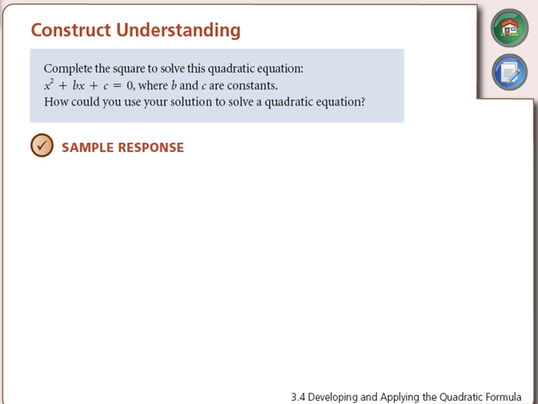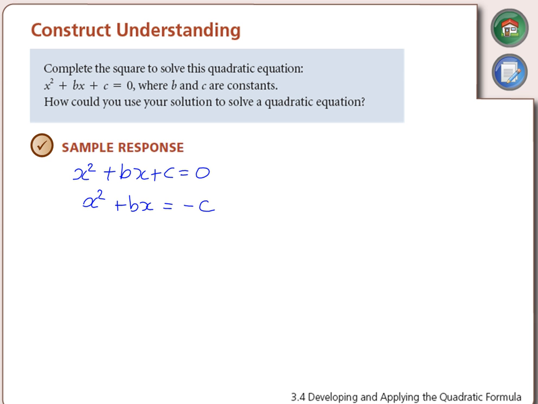Uh-oh. What happens if we don't have numbers? We just got letters there. Well, we're going to do it exactly the same way. The process is what's important here. X squared plus bx plus c equals 0. C is the constant. It doesn't have the x. Let's take it over to the other side. X squared plus bx equals -c.